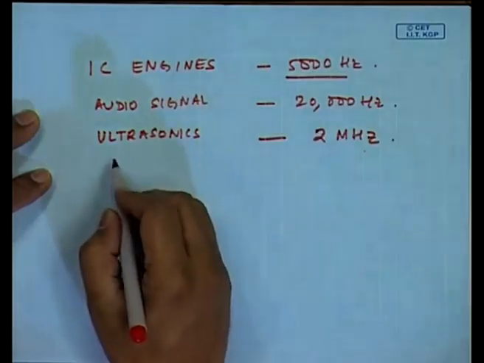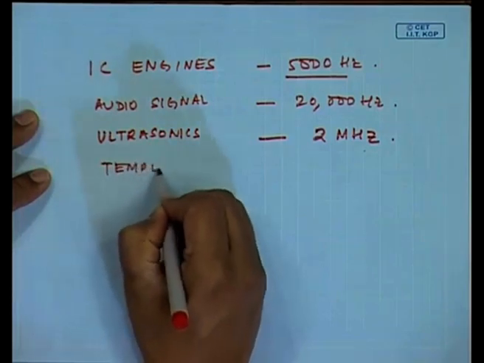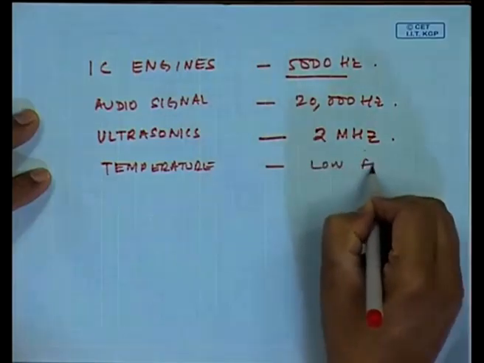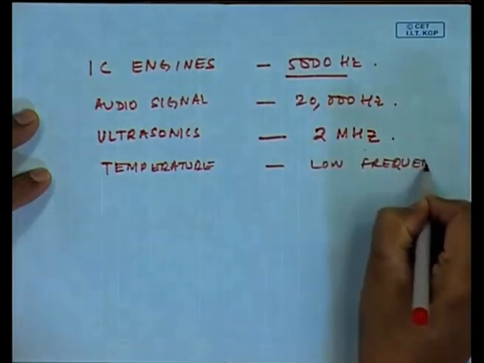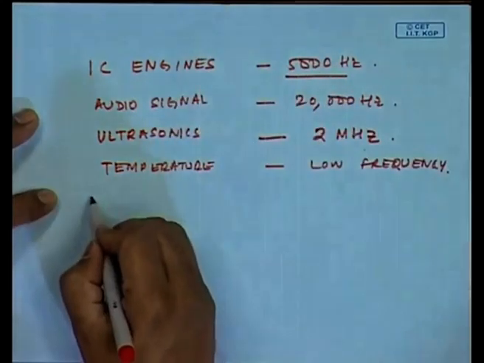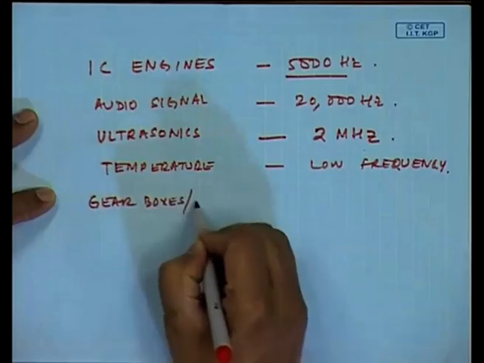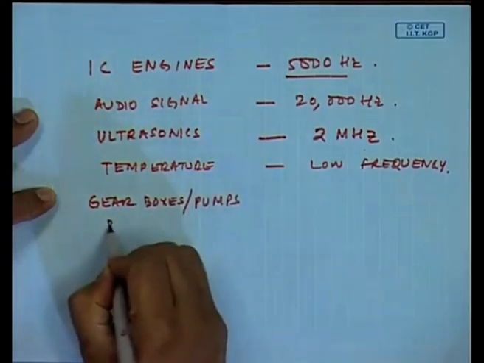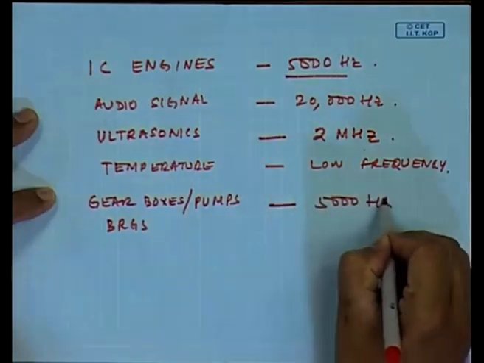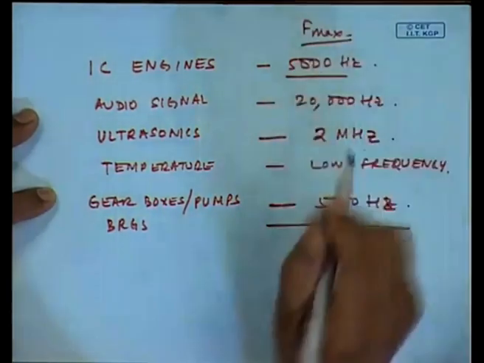I am talking about, say, temperature signals: low frequency, almost constant. So, for example, gearboxes, pumps, etc., bearings, we are good up to 5000 hertz, I would say. So, these are typical F max of signals.